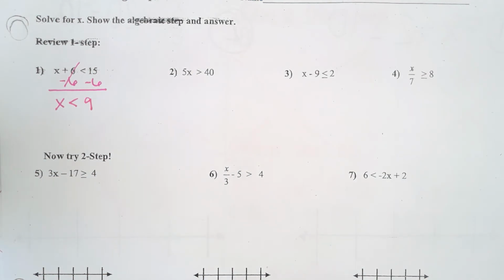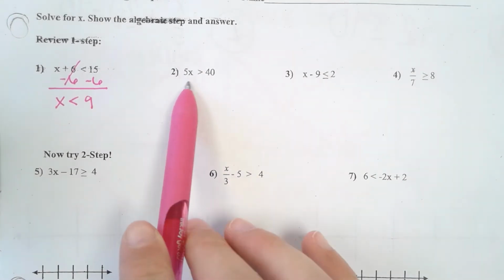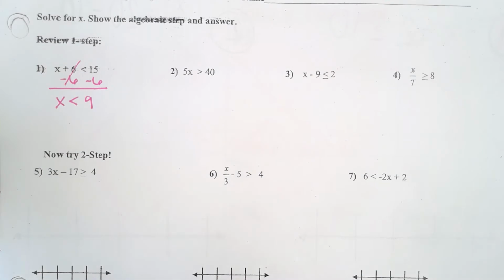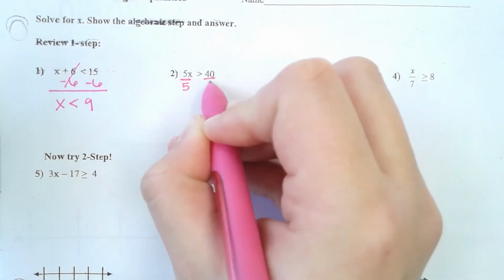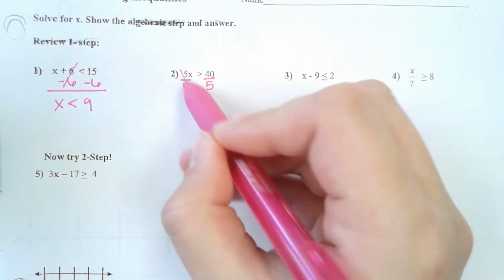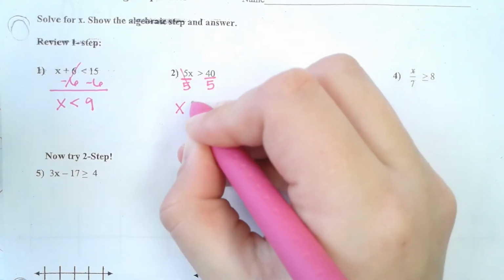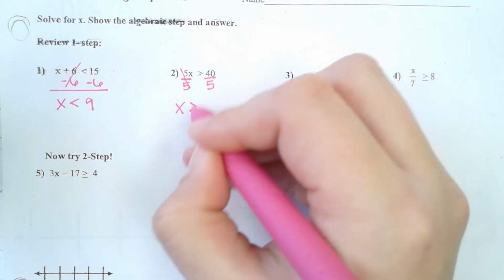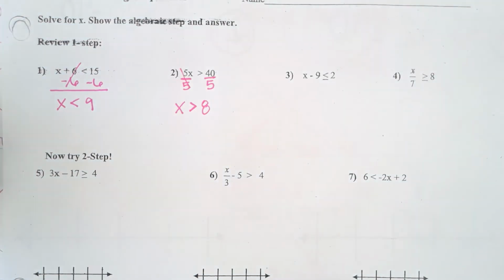Alright, so next one. Remember when a number is shoved up next to a variable, we have a coefficient, so that means that it is multiplying. So if I want to move the 5 over to the other side, the opposite of multiplying is dividing. So I would divide by 5 on both sides. So my 5's cancel because that equals 1. And I'm left with x is, bring down that greater than sign, x is greater than 8, because 40 divided by 5 is 8.